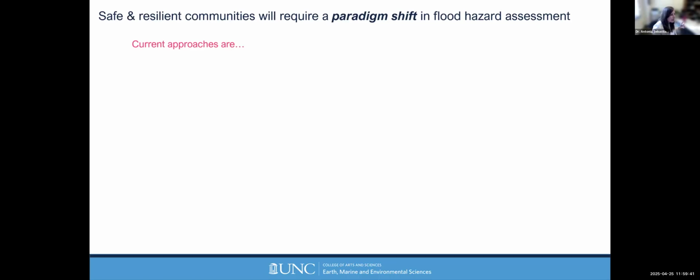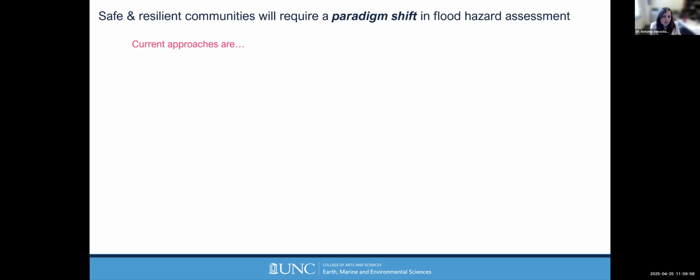And so if we want to talk about safe and resilient communities, we really need a paradigm shift in how we're doing flood hazard assessment, because clearly we're not demarcating the most at-risk areas, and we are allowing for increasing populations to be put in harm's way.